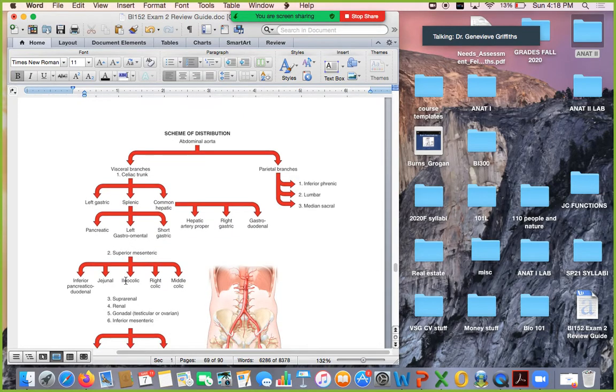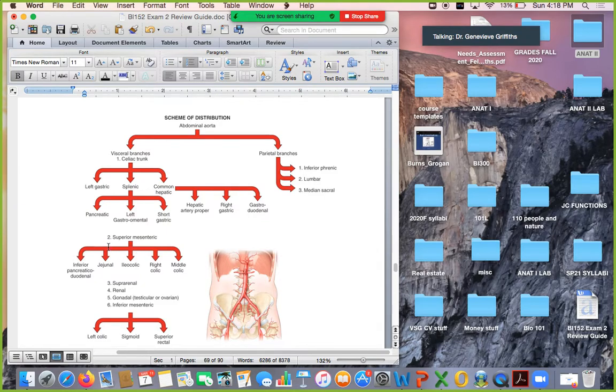Then the next one is going to be the superior mesenteric, which is going to feed into the inferior pancreatoduodenal, which is basically going to feed the pancreas and the duodenum. Also going to feed into the jejunum, and the ileocolic, which is going to be the ileum and the colic region, also the right colic and the middle colic region.